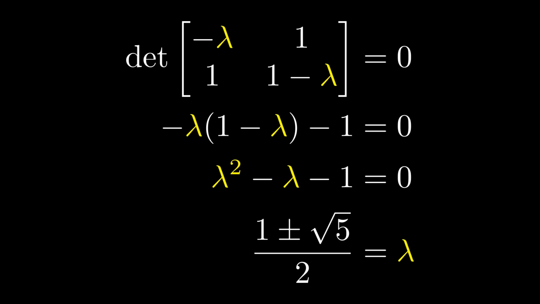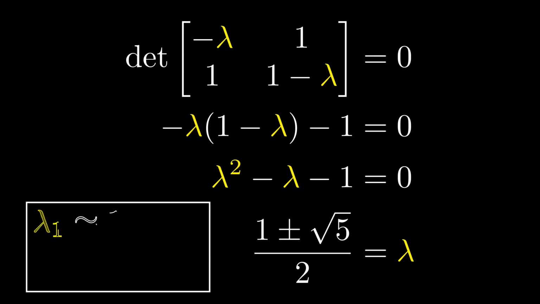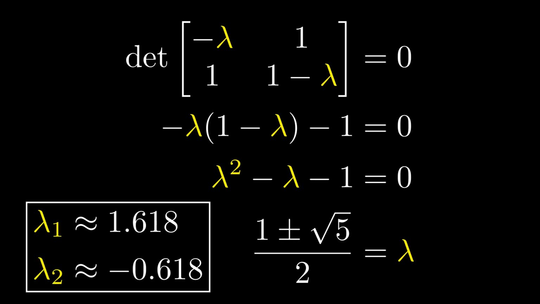If we take the positive branch of the square root, we get lambda 1 equals (1 plus root 5) over 2. In other words, the exact value of the golden ratio, about 1.618. If we take the negative branch, we get lambda 2 equals (1 minus root 5) over 2, which is about negative 0.618. Now remember, lambda is supposed to describe how the vector we saw earlier was scaling. So which of our two values fit?